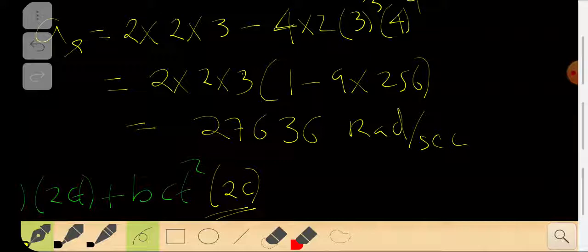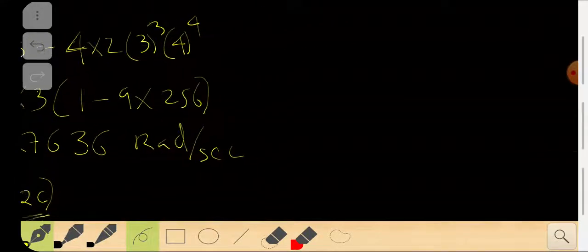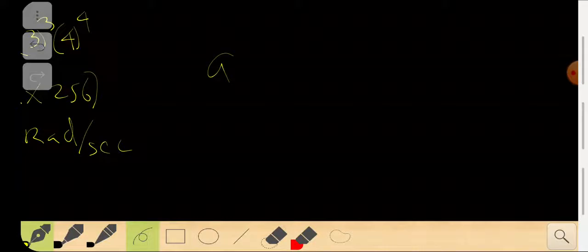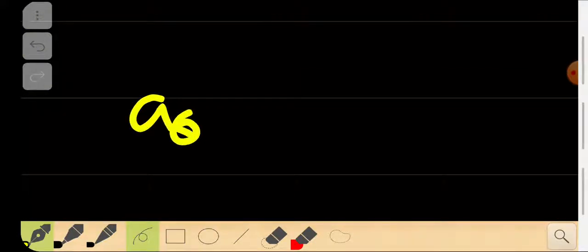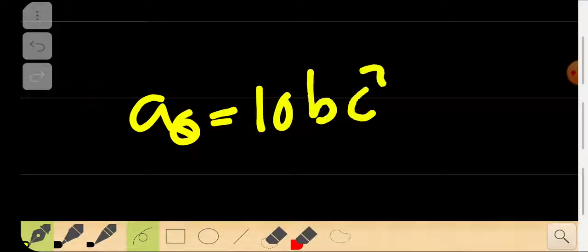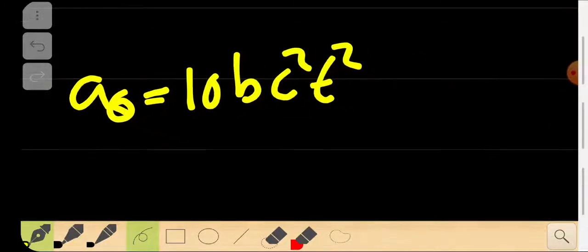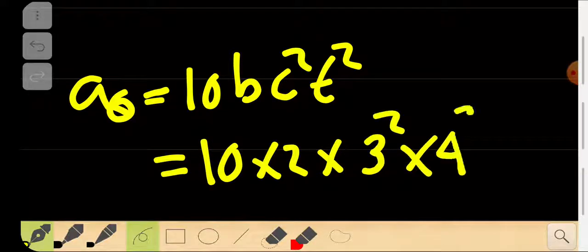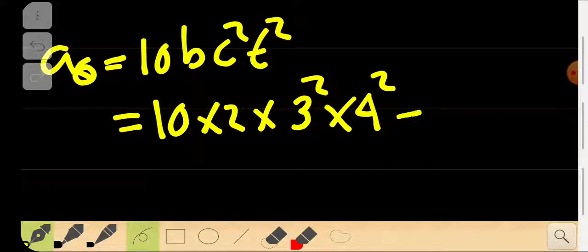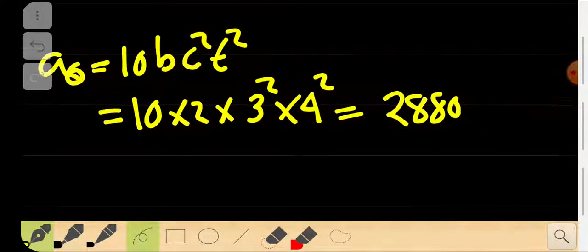So we have found out AR. Let's find out A theta as well, right? So A theta is just 10 bc square t square, right? Remember, we did that. Now that is 10 times b is 2 times c square is 3 square times 4 square is t square. So that is going to be equal to, I did this earlier, 2880 radians per second.